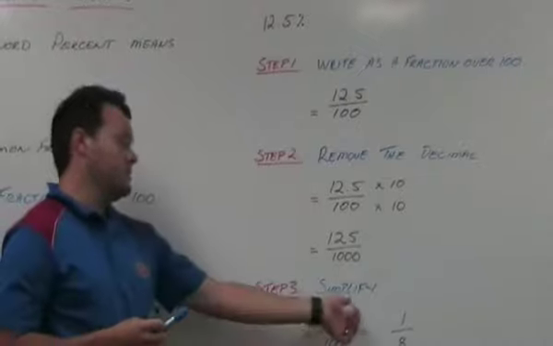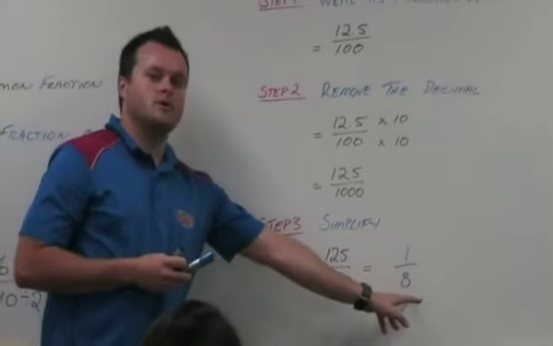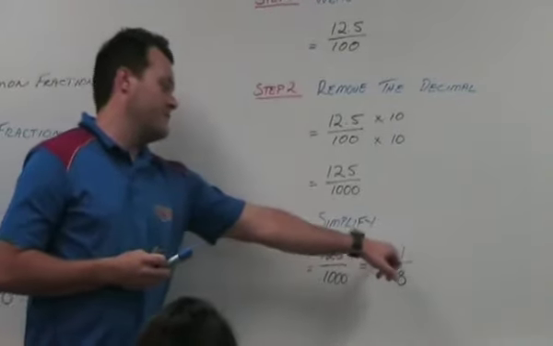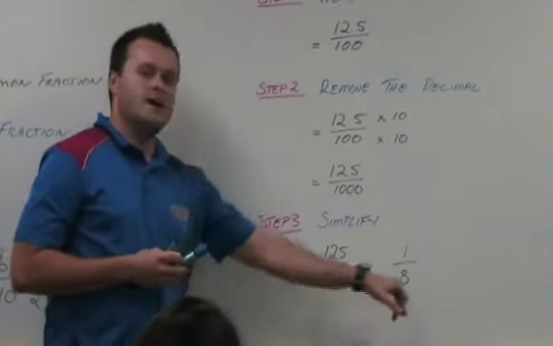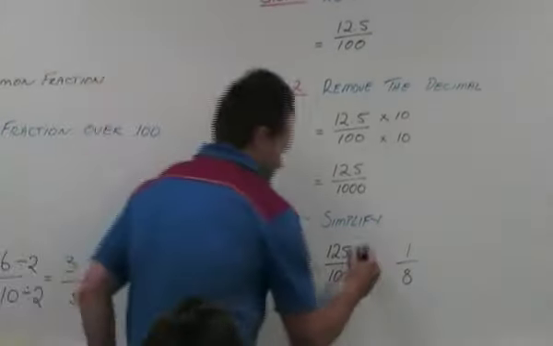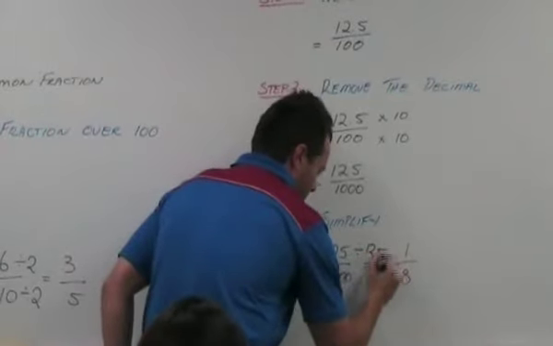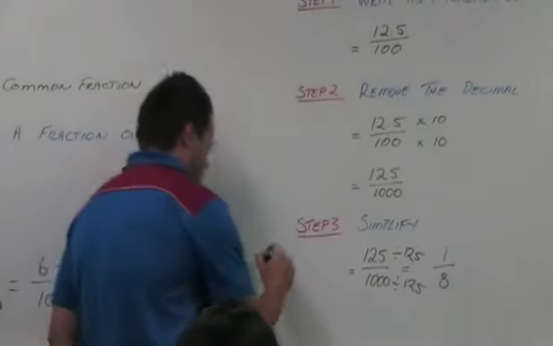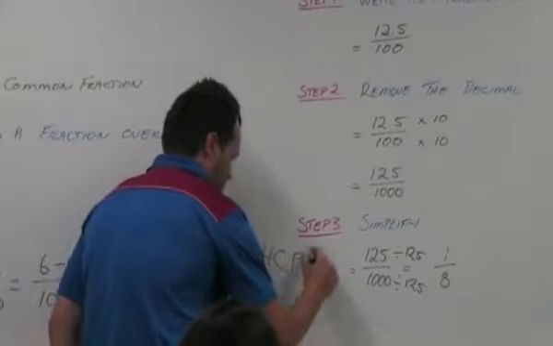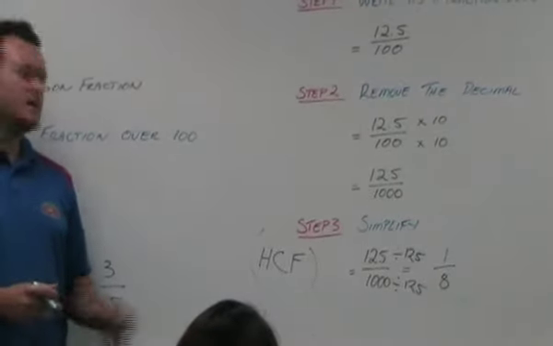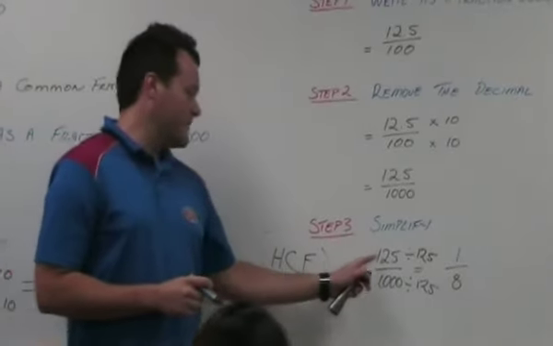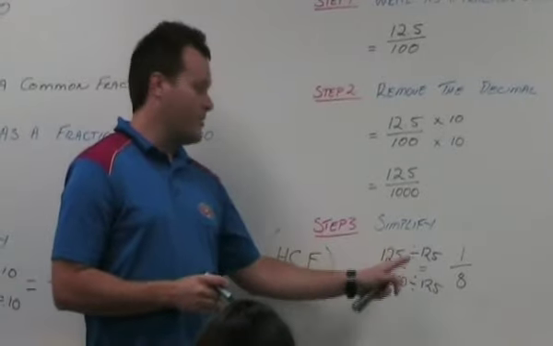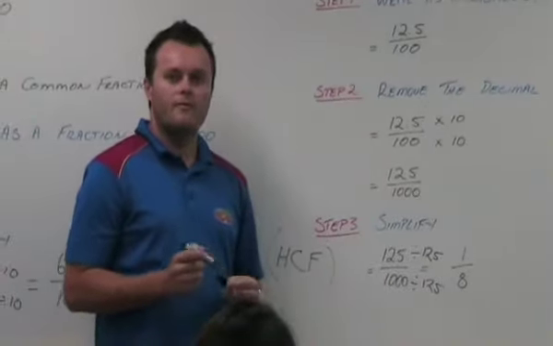After that, really simple, we simplify. Now in this one, I've gone straight to a simplified answer. The question you need to think of is, what did I do to 125 to get it to 1, and what did I do to 1,000 to get it to 8? The answer is to divide by 125. What I'm actually looking for there is the HCF, which is called our highest common factor. The highest common factor of 125 and 1000 is 125. What I do to the top, I do to the bottom, and I get my answer, 1 over 8.